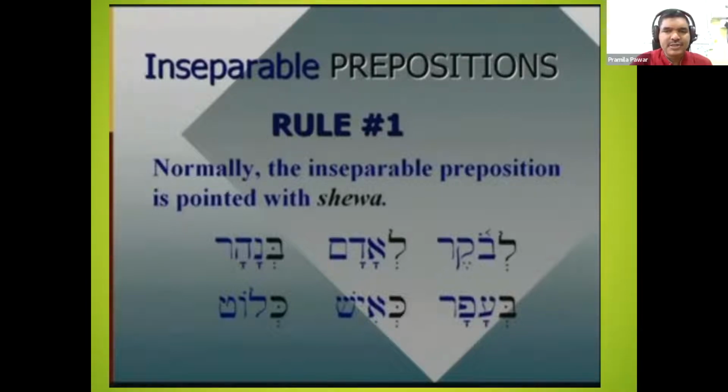For examples here, it is given le voker, le adam, be nahar, be afar, ke ish and ke lot. So all these normally, this is a normal rule that the preposition is pointed with Shiva.